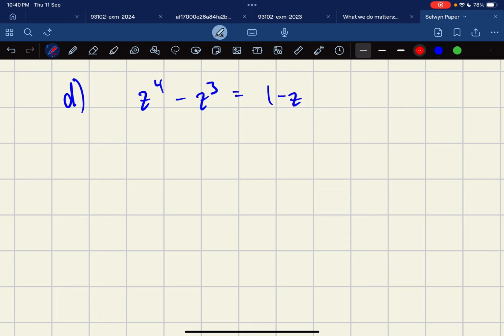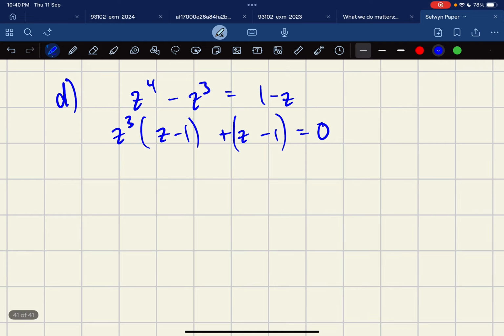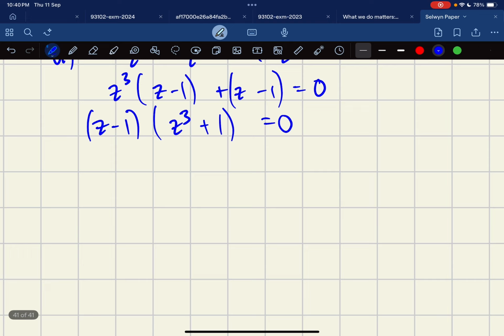But you can see here that the left-hand side you can factorize as z cubed times z minus 1. And you can bring the 1 minus z to the other side to give you plus z minus 1 equals 0. Notice how if you put brackets around that, you can factorize out z minus 1 here as well, from z cubed plus 1 equals 0. So now you've got two parts here: z equals 1 or z cubed equals negative 1.